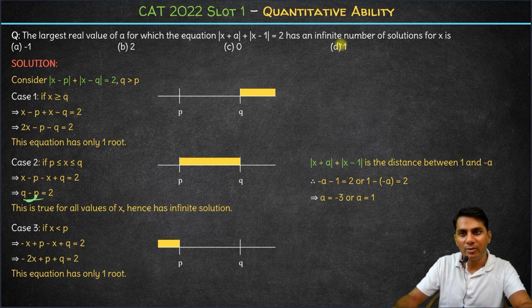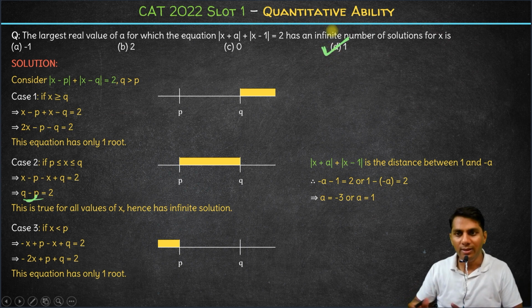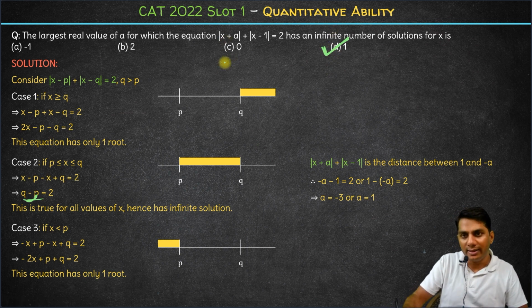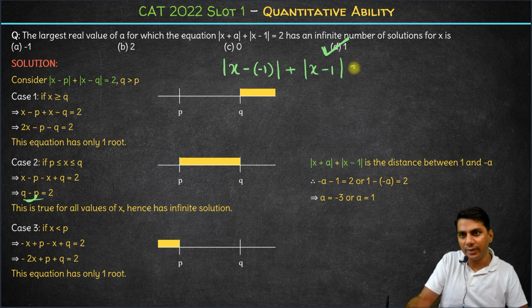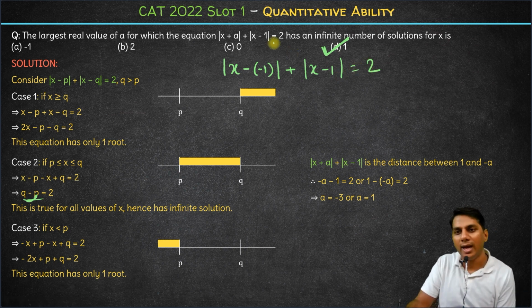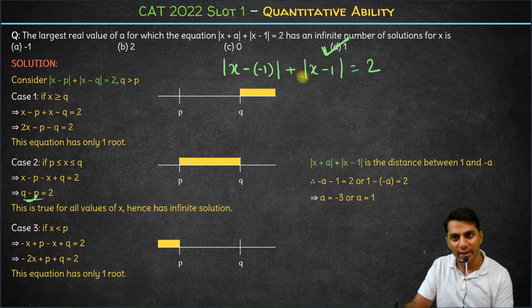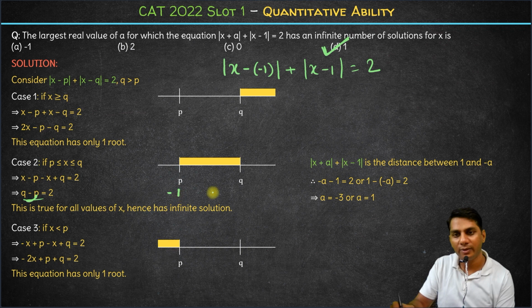Minus 3 is not there in the options. Only option D, 1 is possible. So for a equals to 1, what we'll get is, we'll get mod of x minus of minus 1 plus mod of x minus 1 is equal to 2. And if this is the case, we'll have infinite solutions of x when x is between minus 1 and 1. When x is between minus 1 and 1, we'll get infinite solutions of x over here.